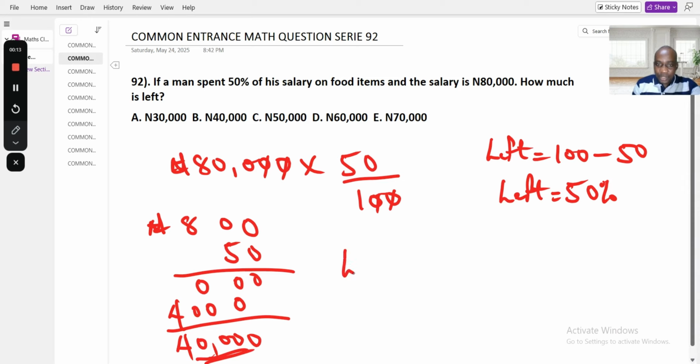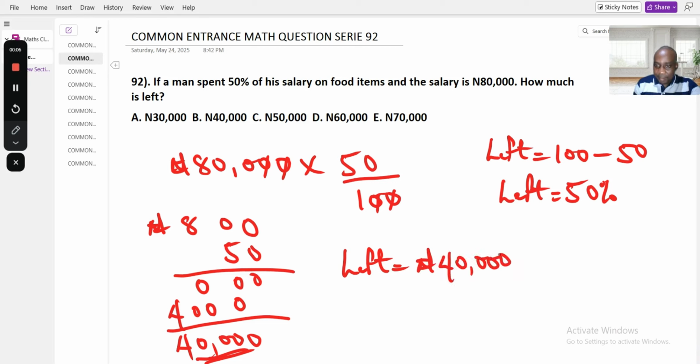The amount that is going to be left with the man is 40,000 naira. It means that half of 80,000 is 40,000. Because 50% he has spent on food, while the amount that will be left is the 50% balance, which is 40,000 spent on the food and 40,000 left. Now let's go to the next question. What is the 40 here? Okay, 40 is B. Our final answer is B. Let's move to the next question.